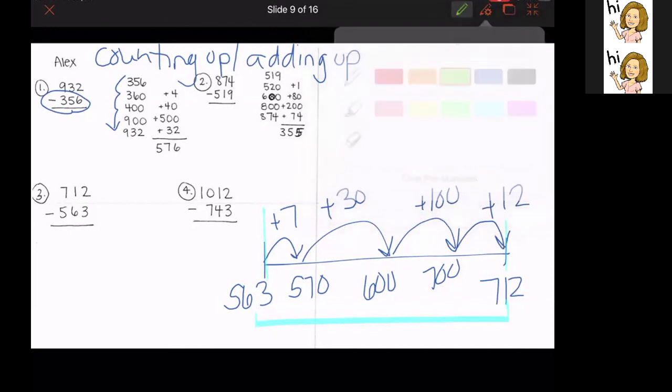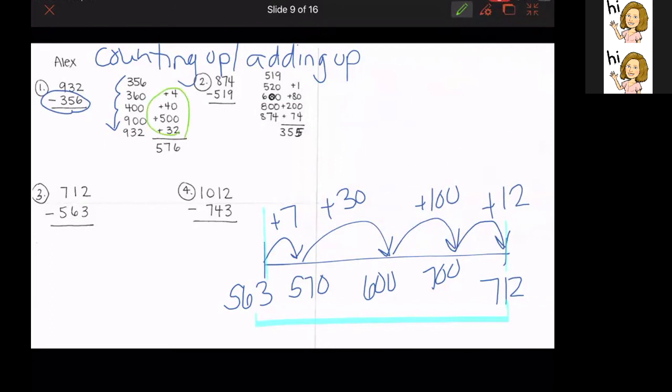I'll use green. 7 plus 30 plus 100 plus 12. That's what he does here, right? He's recording it this way. So we can think about 563 plus 7 gives me 570, plus 30 gives me 600, plus 100 gives me 700, plus 12 gives me 712, right? That's how he went from 563 to 712, and now we can add up this right here, right?